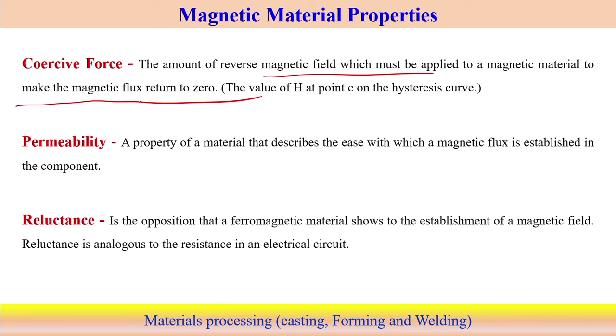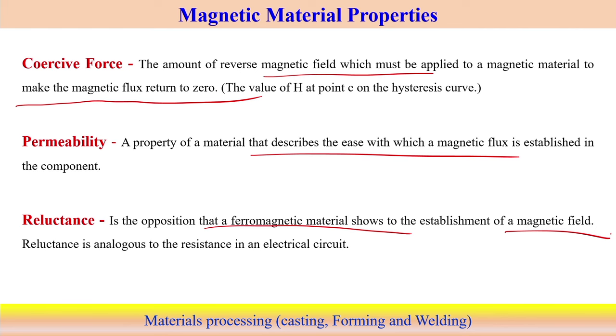Similarly, permeability is the property of the material that describes how magnetic flux is established in the component. How the magnetic flux is established within the component is the measure of the magnetic permeability of this particular material. Similarly, reluctance is the opposition of the ferromagnetic material to the establishment of the magnetic field.